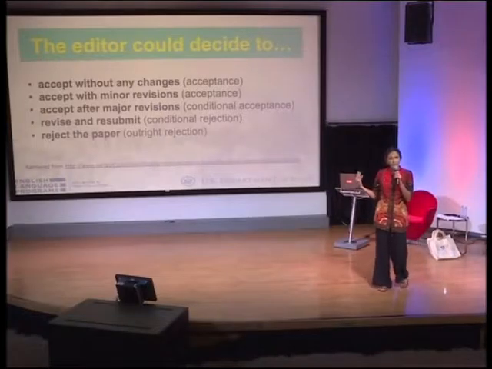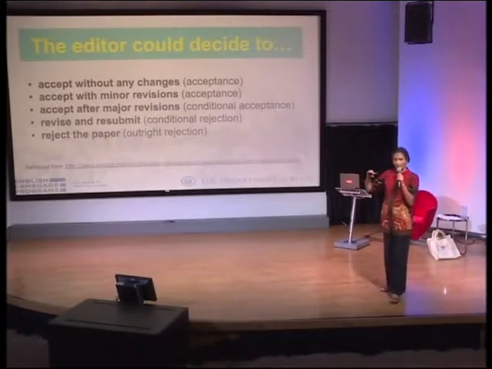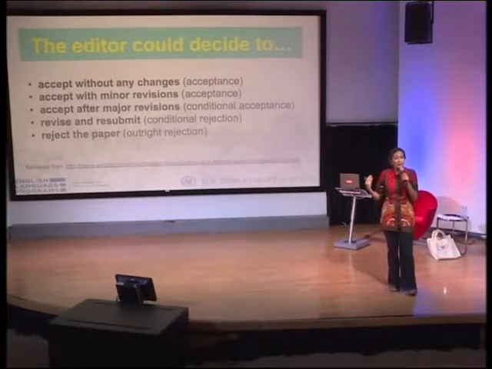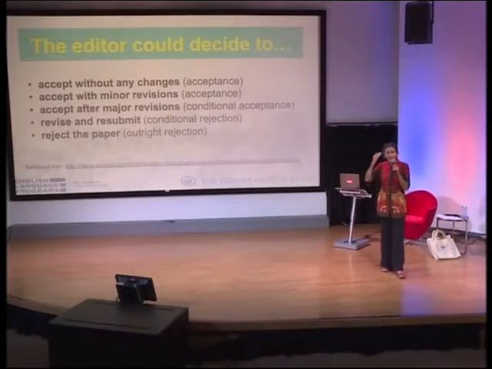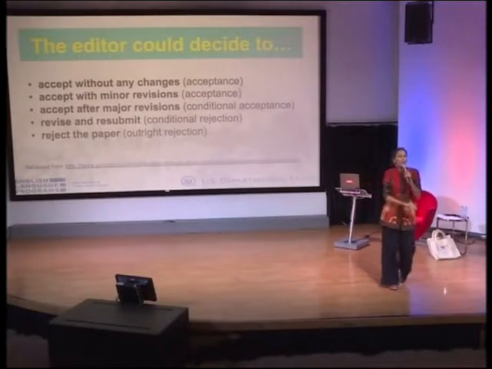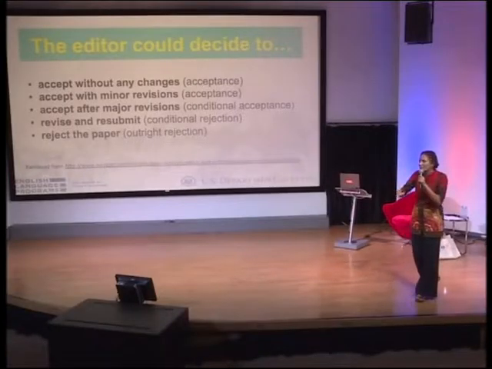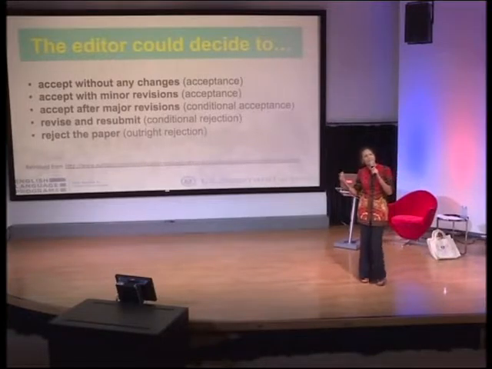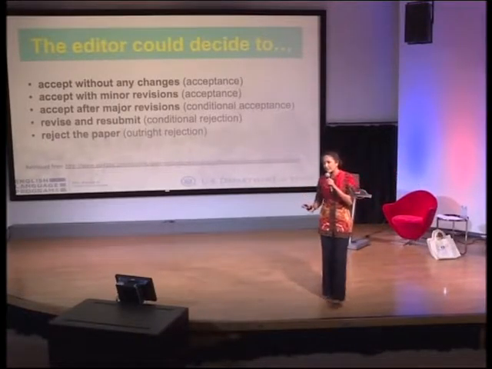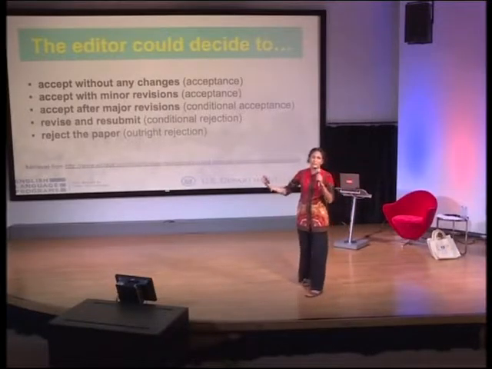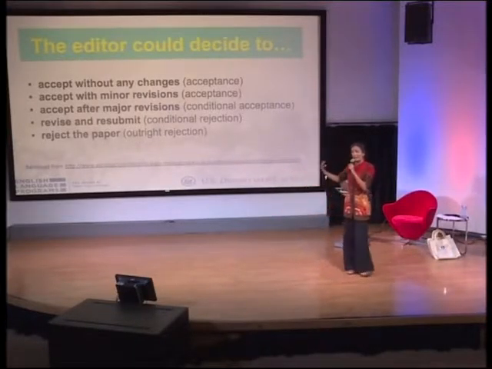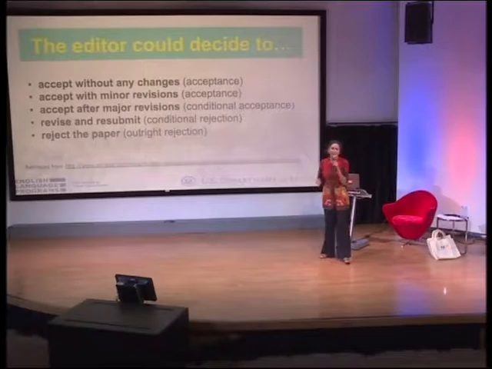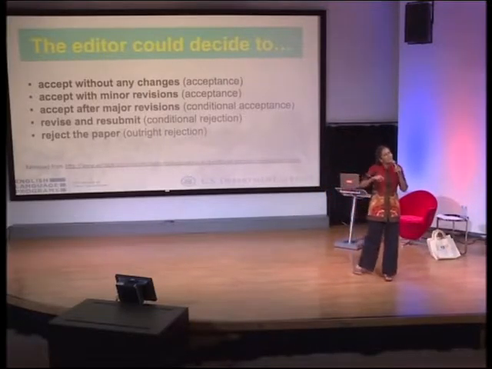So the editor, when they read your paper, they could decide to accept the paper without any changes. So it's perfect. That is very, very rare. It's not very common. You have to be like an amazing writer with no mistakes, perfect grammar, right? So it's very rare. The second one is accept with minor revisions. So they say, like, yeah, we like it, but you need to change some things here. They could accept it with major revision, like basically change everything and maybe we'll take it. That's a lot. And it's kind of like a conditional acceptance, like, yeah, if you change all of these things, maybe.